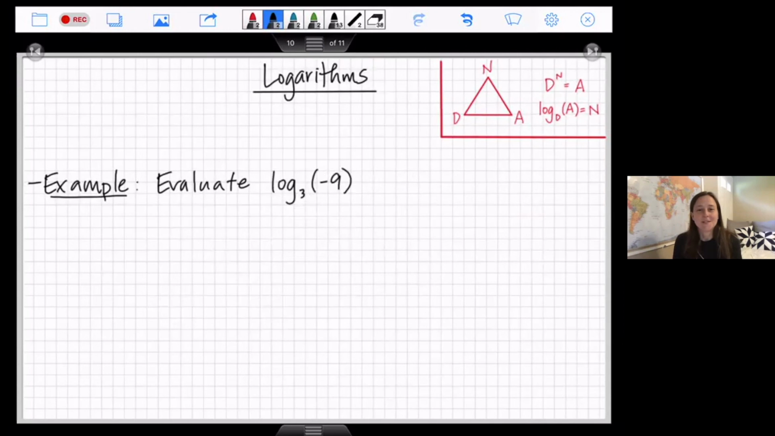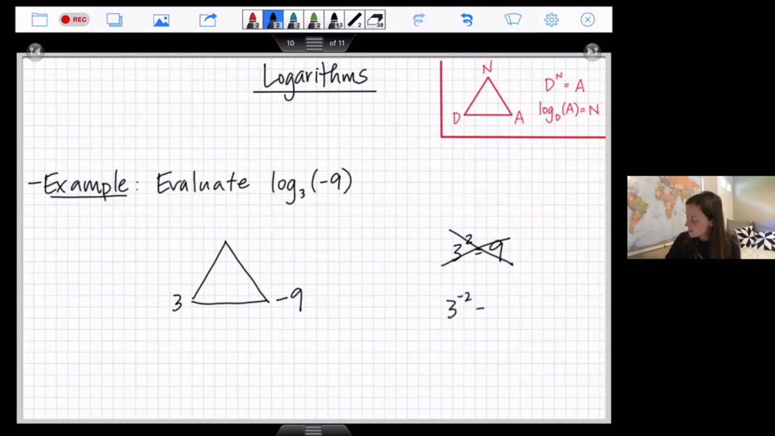Last one, log base 3 of -9. This one's tricky. So let's draw our triangle. So let's see, 3 to the what is equal to -9. Okay, so the first thing that pops into your head is probably 2. That's not going to work because that would give me +9, doesn't make it negative. So you might be thinking maybe -2. But that just creates a fraction, right? That doesn't make anything negative. That would give me 1/9. Okay, that's not what I'm looking for.